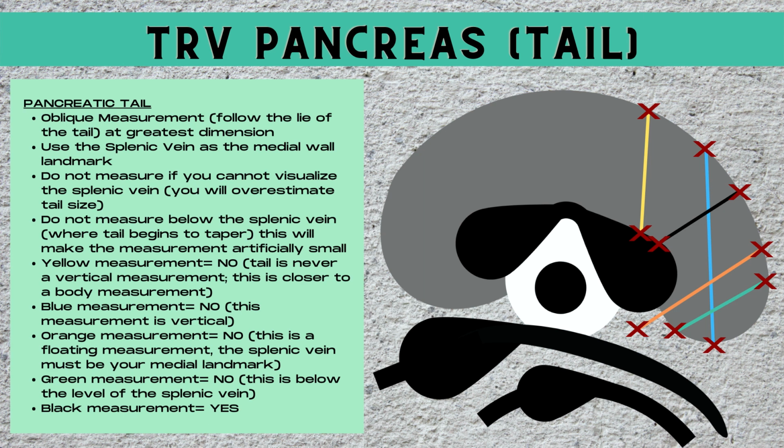The green measurement is also a no. This measurement is taken posterior to the level of the splenic vein. This will make the measurement artificially small. The black measurement is the measurement that you're striving for, as it's both oblique and it uses that splenic vein as a landmark for measuring.